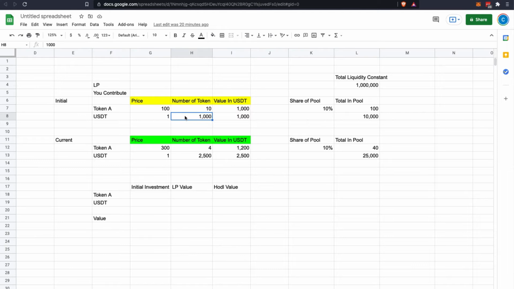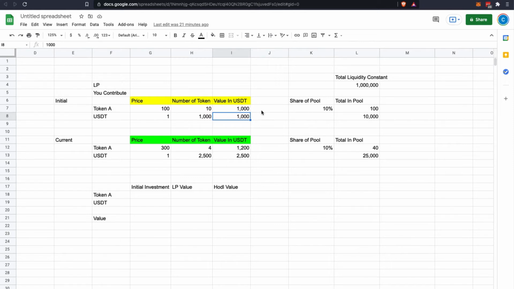And the number of tokens that you normally contribute to a liquidity pool will be 50-50. So it's equal in ratio. You can see that the price value for each token is at 1000 USDT. And for token A, the number of tokens will be 10 tokens that you need to contribute to get 1000 USDT, and for USDT you need 1000 USDT. This is the amount that you are contributing into the liquidity pool. And from there, you'll be receiving LP tokens.